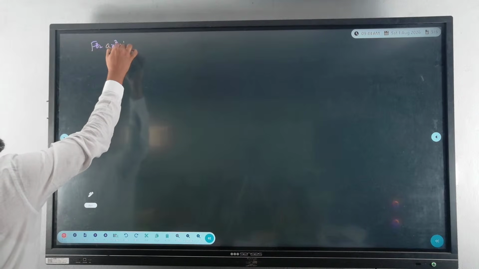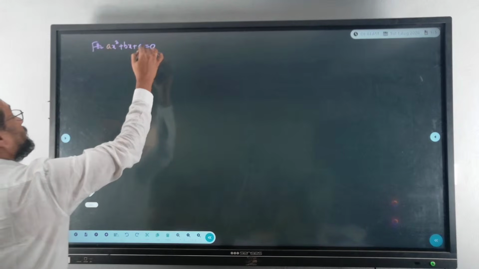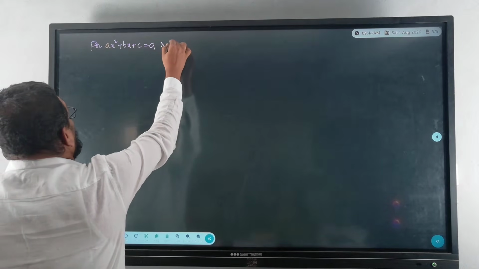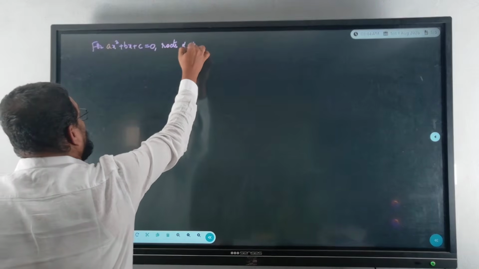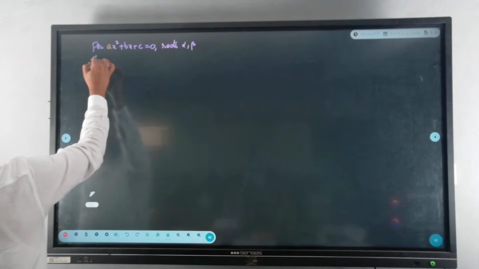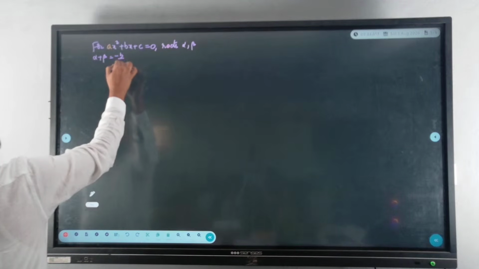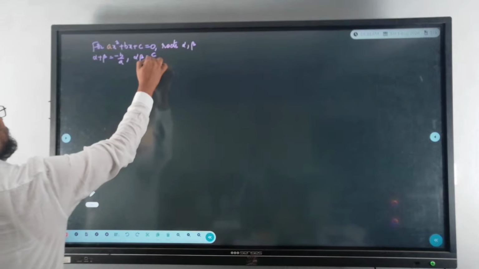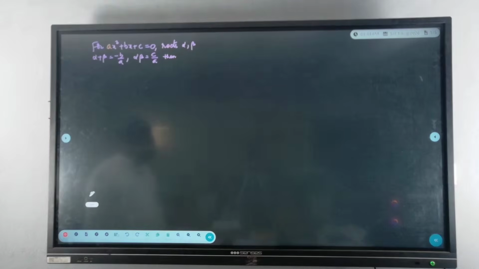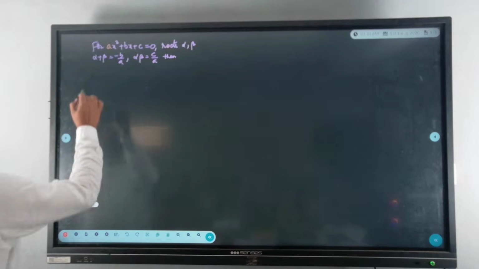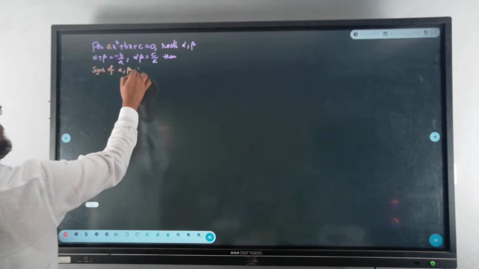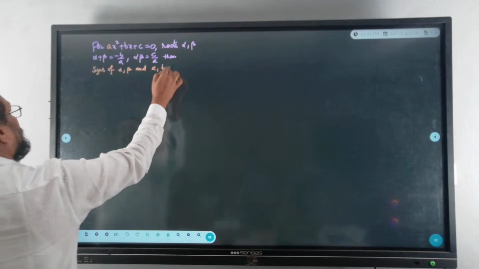For ax square plus bx plus c is equal to 0, roots alpha comma beta, alpha plus beta is equal to minus b by a, alpha beta is equal to c by a. Then the signs of alpha comma beta and a comma b comma c, let's see what happens.